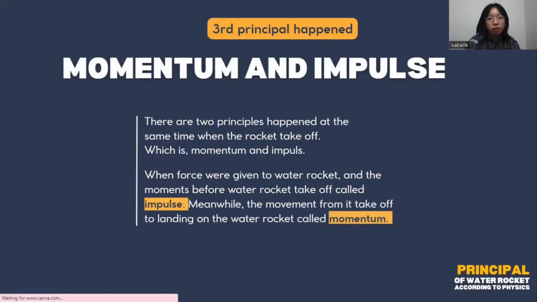The third principle that happens is momentum and impulse. There are two principles that happen at the same time when the rocket takes off, which are momentum and impulse. When force is given to the water rocket, the moments before the water rocket takes off are called impulse. Meanwhile, the movement from takeoff to landing of the water rocket is called momentum.